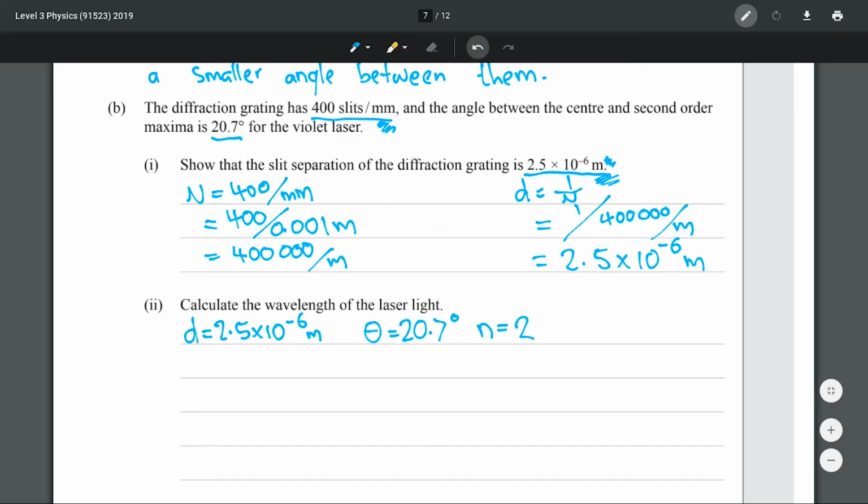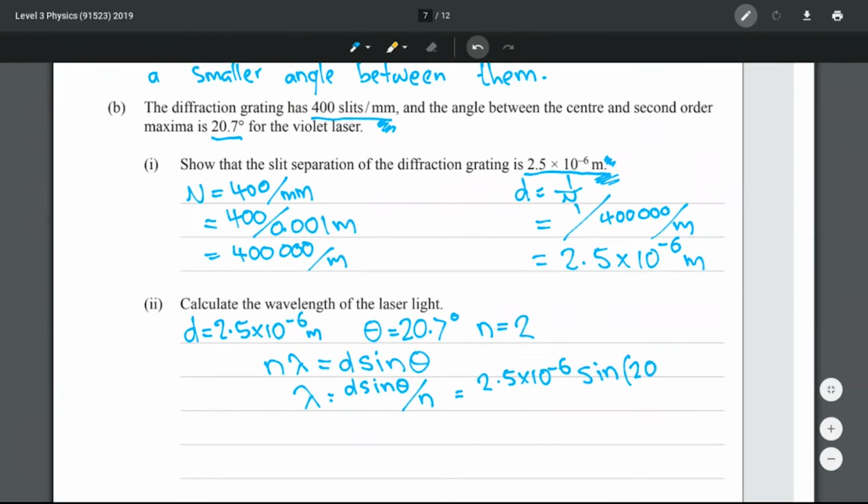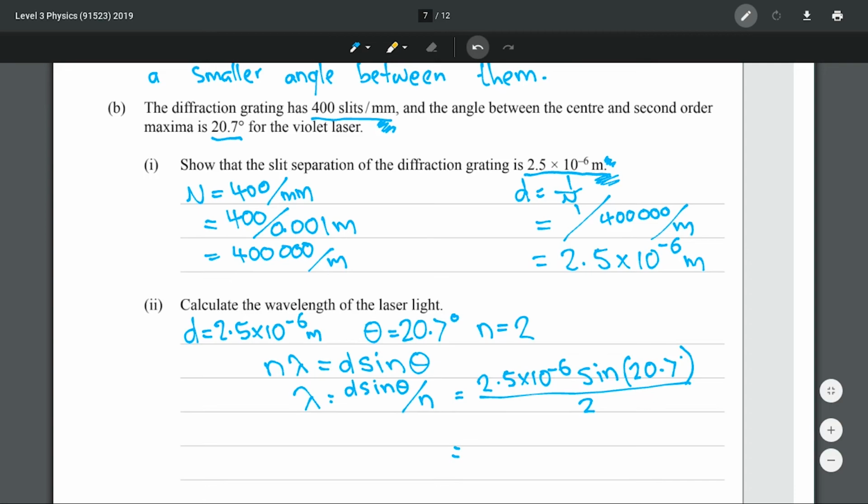And the equation we're going to use is the one we referenced in the question above in A. Solving that for lambda just involves dividing both sides by n, and now we just need to put in our numbers. Which gives me 4.4184, rounding that to 3 significant figures, gives me 4.42 times 10 to the minus 7 meters.